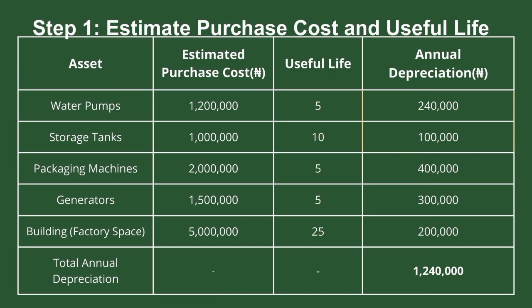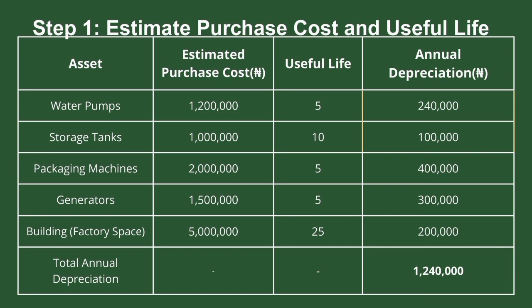The same thing applies to generators, which must be purchased for when there is no power, no electricity, and you have to use a generator. The total cost of the generator is estimated at 1.5 million, and applying the same straight line method, we have 300,000 as the annual depreciation. Then building.